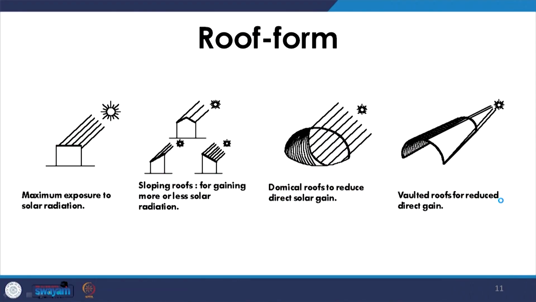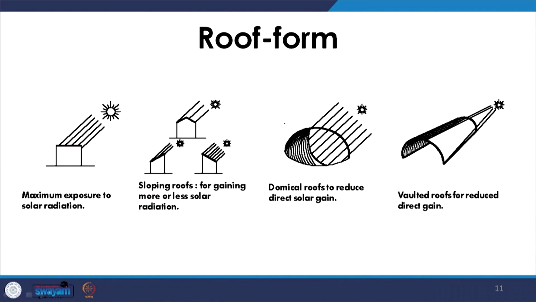The next we are looking at roof form. So, if we have a flat roof, it gives maximum exposure to the solar radiation. It is exposed for a longer duration of time because it is flat and receives sun almost throughout the day. While if we have domical roofs, half of the dome would at any given point of time be shaded by its own, same as with walls if it is properly oriented.